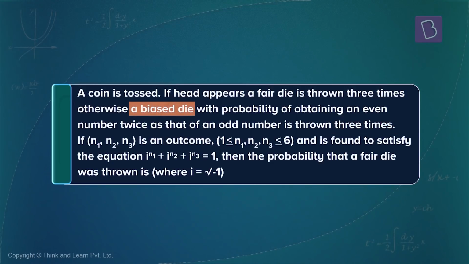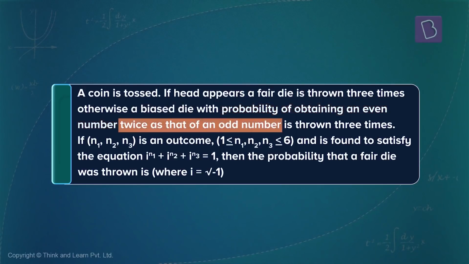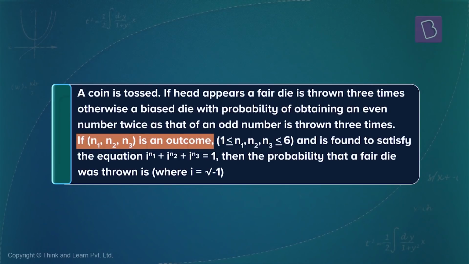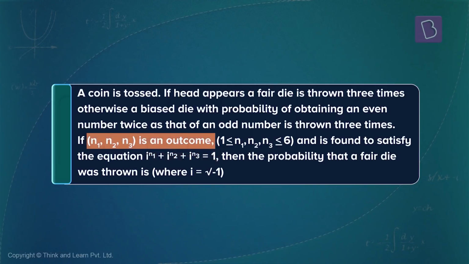Now this biased die has the property that the probability of getting an even number with this die is going to be 2 times the probability of getting an odd number. Now suppose we get n1, n2, n3 as the outcome from the 3 rolls of the dice. Now this n1, n2, n3 are such that i^n1 + i^n2 + i^n3 = 1. Okay, so that's my outcome n1, n2, n3.